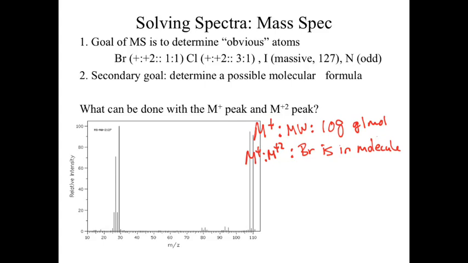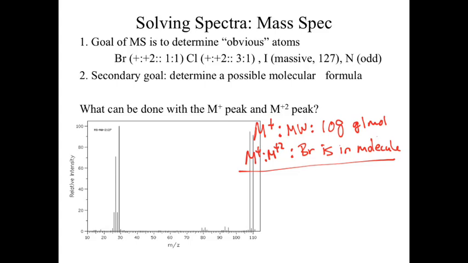The secondary goal, it's up to you. I personally don't think it's worth the time, because I think other spectroscopy is faster and easier to interpret, but we can go through and determine a possible molecular formula from the mass spec. Well, what do I mean by that? We know the molecular weight of the compound is 108, and we know we have a bromine present.